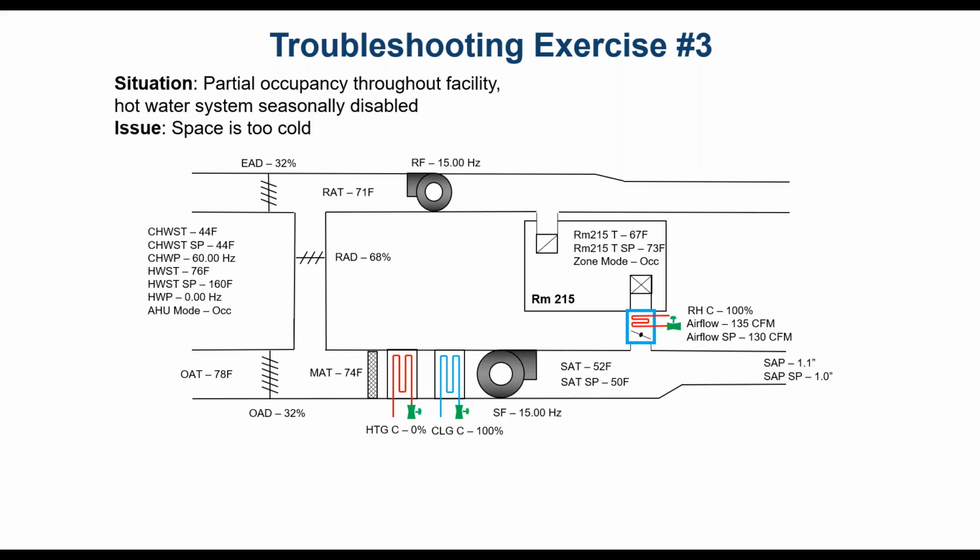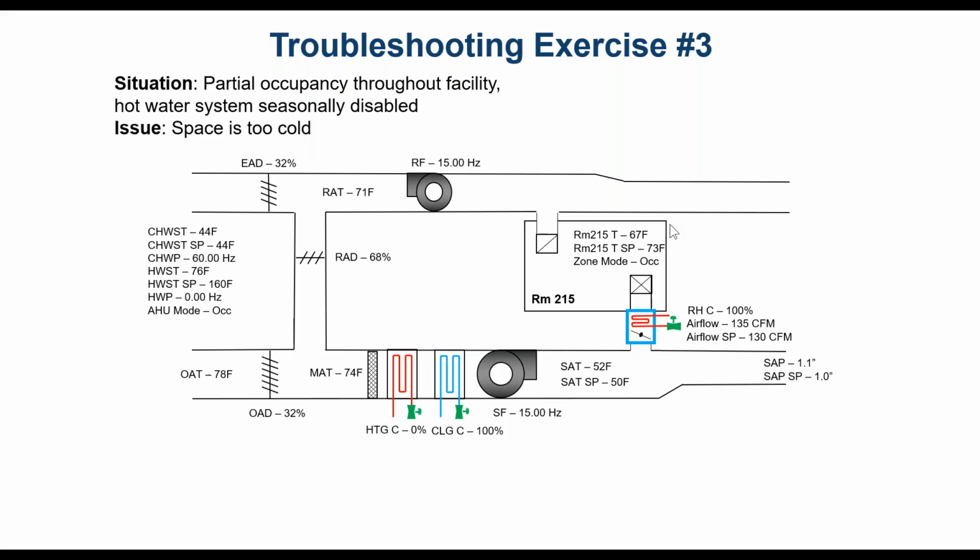All right, welcome back. Let's work our way through this. Step 1, know the sequence of operation. I know it. Step 2, if possible, validate the complaint or observation on the BAS. Well, the complaint is that room 215 is too cold. All right, room temperature is at 67 degrees Fahrenheit. Yes, that'd be too cold. I would not like that. All right, step 3, is the variable in question being controlled for?